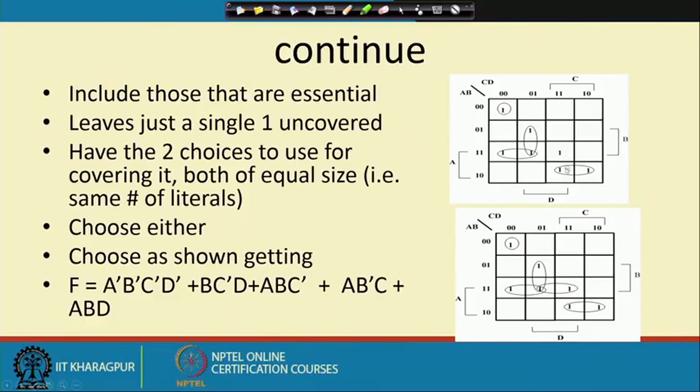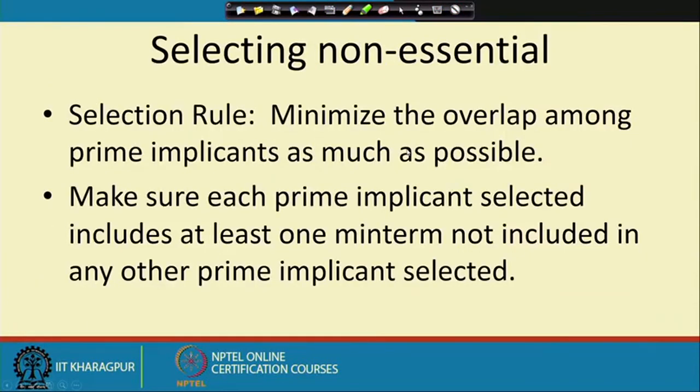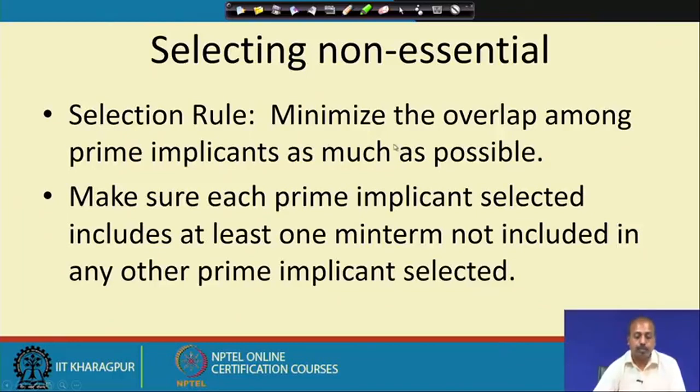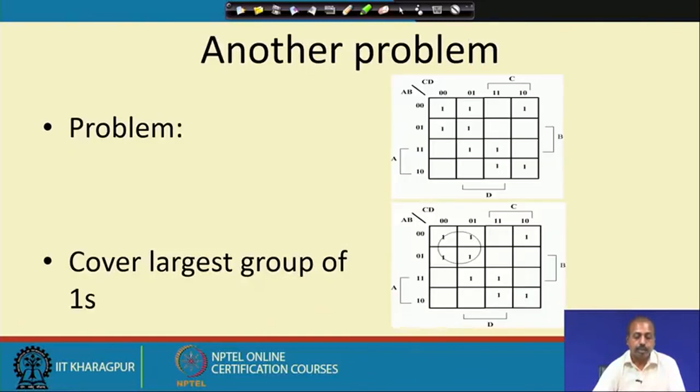So, I can group this one with this one or this one. This one can be grouped like this, or I can group it in this fashion, or I can group it in this fashion. So both are possible, but whatever you do, ultimately you get the same type of cost. So that way it is the same. We want to minimize the overlapping. So we can try to do as much minimization as possible by selecting in such a fashion.